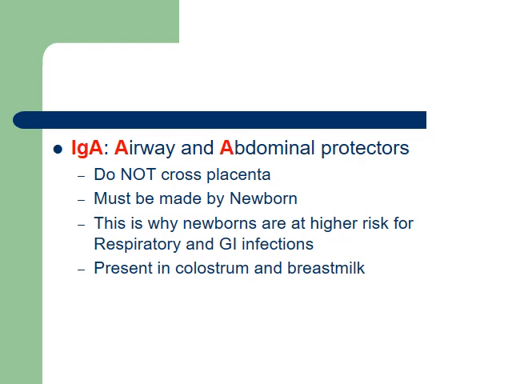Then there's the IgAs. These are the airway and abdominal protectors. These do not cross the placenta. They must be made by the newborn. And this is why newborns are at a higher risk for respiratory and GI infections. But guess what's in the colostrum and breast milk? IgAs. So you may have heard how babies that are breastfed have fewer respiratory and fewer GI infections than bottle-fed babies. This is why. They have IgA getting in the breast milk.